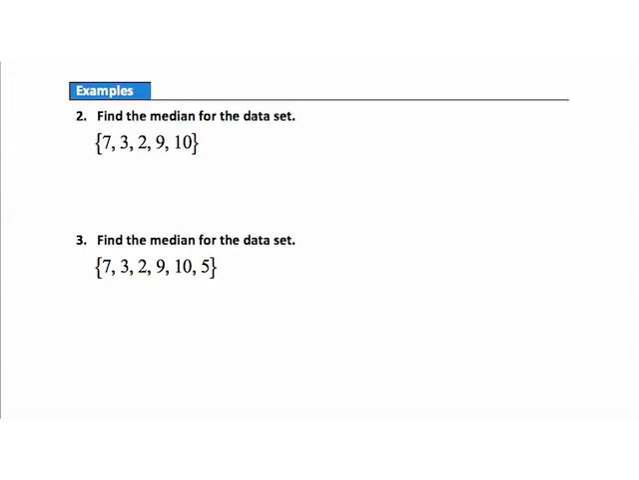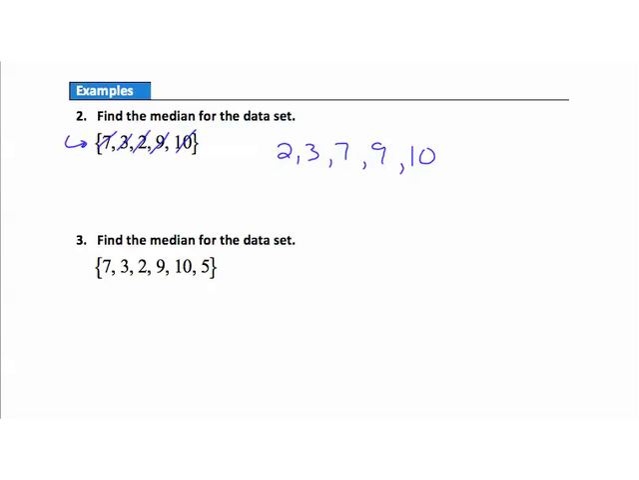Now let's take a look at some examples that will help you understand how to find the median for a set of data. Example 2. Find the median for the data set. Well, here's our set of data. Before we're able to find the median, we're going to need to organize this data from least to greatest. So let's see, I'll start with the smallest value of 2. Once I write that down, I'll cross that out so I know that it's gone. Then we'll go to 3. Then the next largest piece of data is 7, so I'll cross that out. Then we go to 9, and then finally 10.